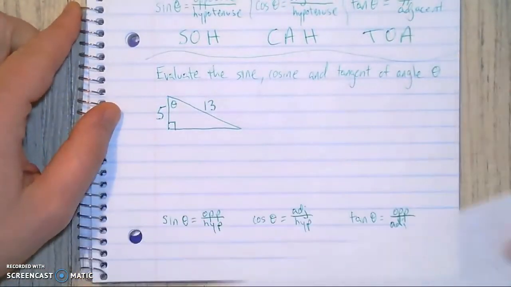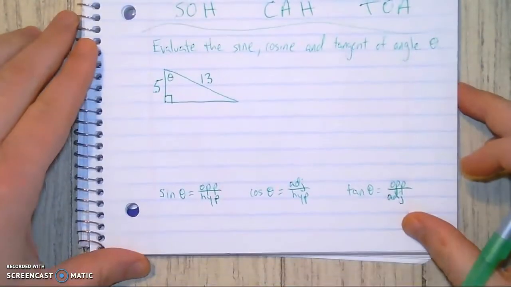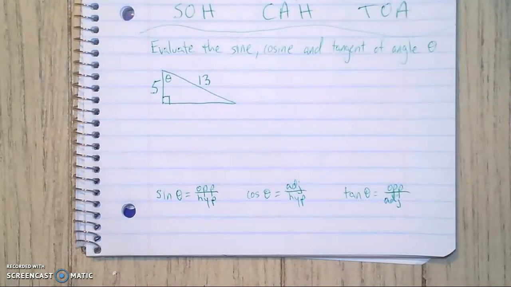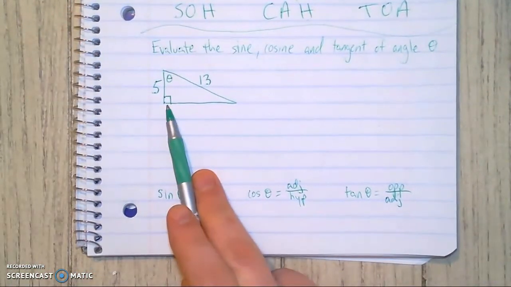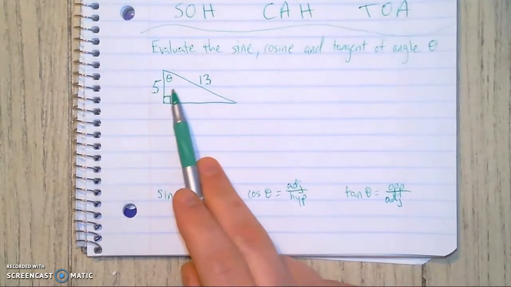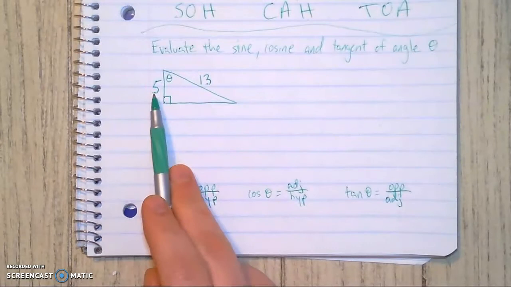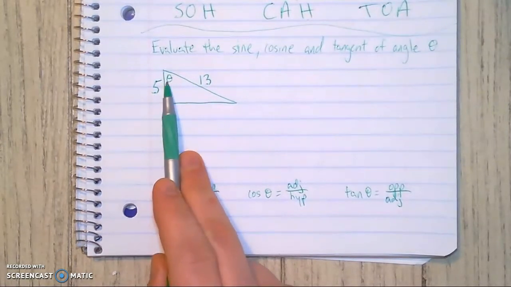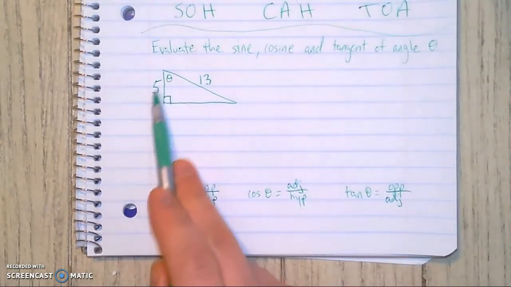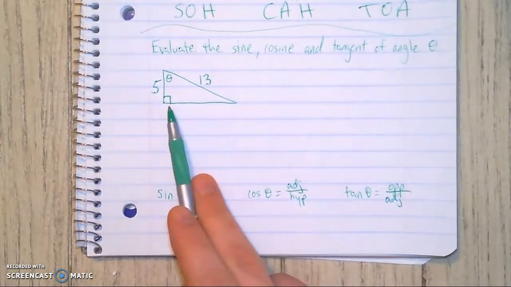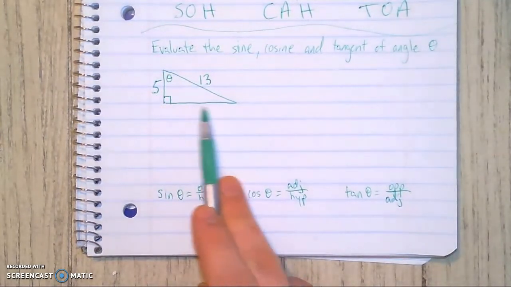So after all that, let's go ahead and actually work on a problem. We're going to evaluate the sine, cosine, and tangent of angle theta. Now you can see I've got a right triangle. I've got a hypotenuse here labeled 13. It's across from the right angle. I've got one leg right here next to theta. We'll call that the adjacent side, and that's labeled 5. Now this opposite side is actually blank.